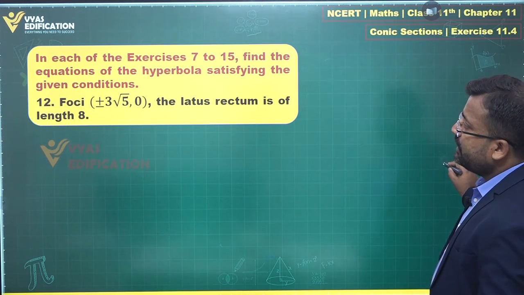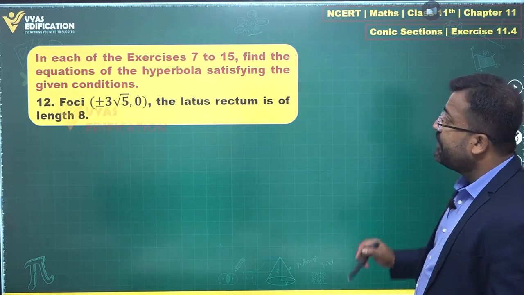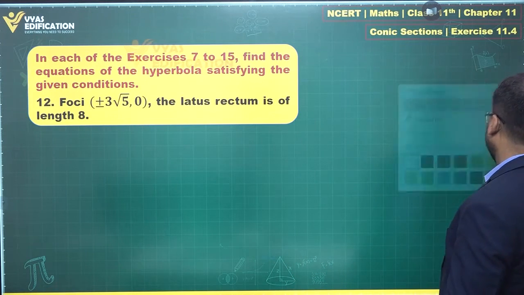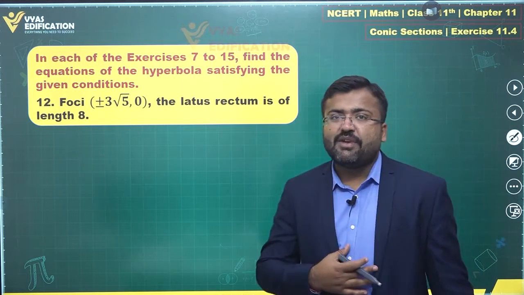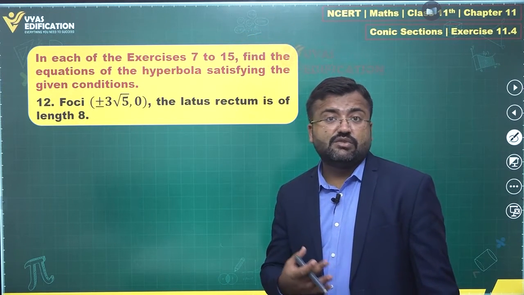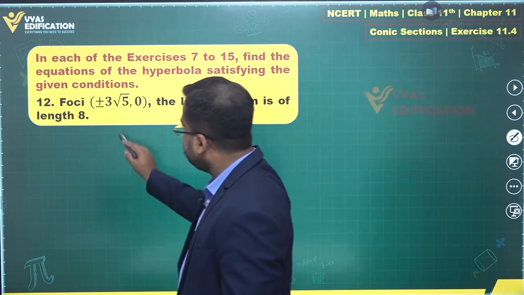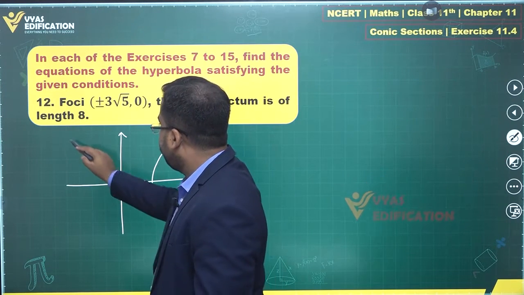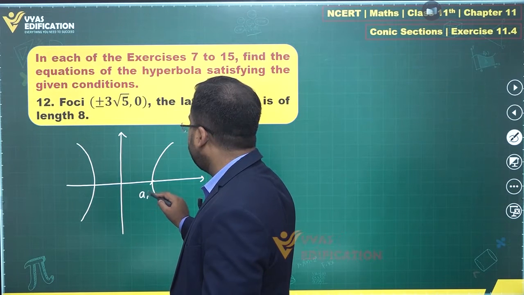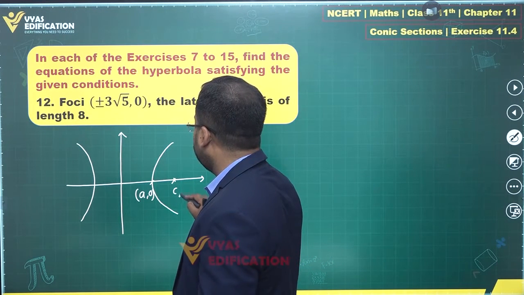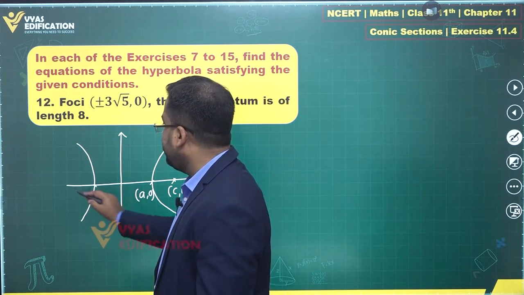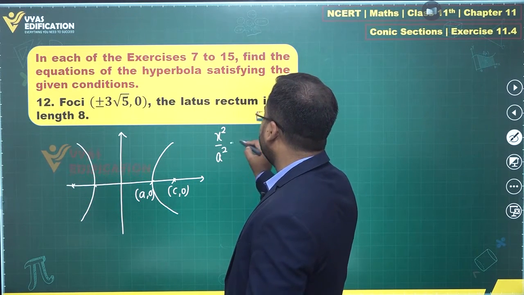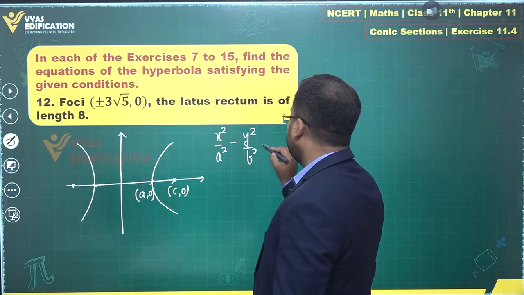In the 12th question, what do we have? We have foci at plus minus 3 root 5 comma 0. The latus rectum is of length 8. Okay, so let's use that. Foci at plus minus 3 root 5 tells me that the transverse axis will be along the x-axis. This is A comma 0, this is C comma 0, and similarly we'll have minus A comma 0, minus C comma 0. Equation will be x square by A square minus y square by B square equals 1.